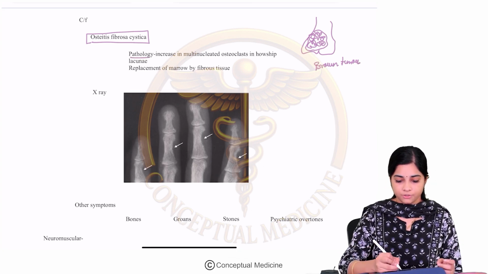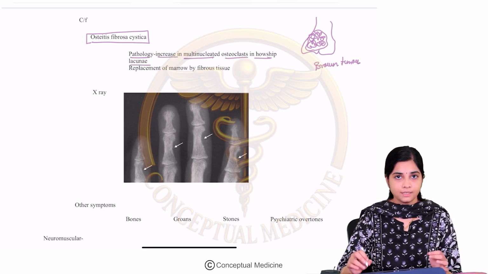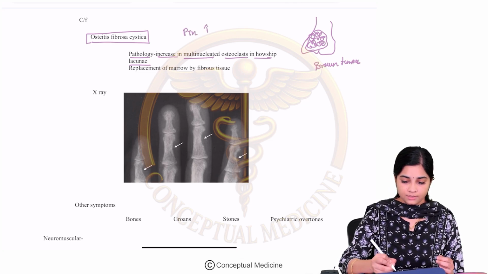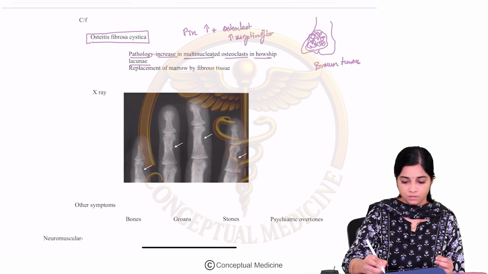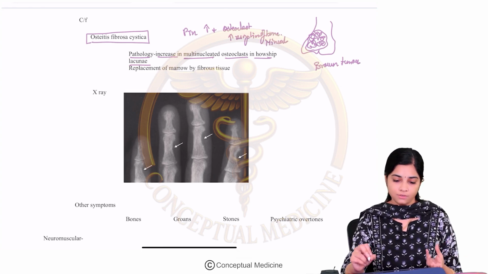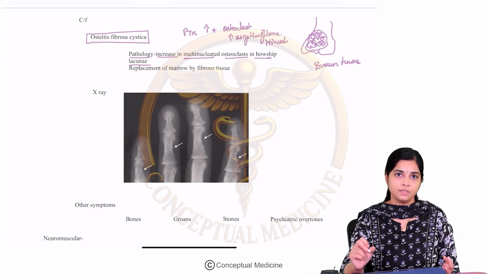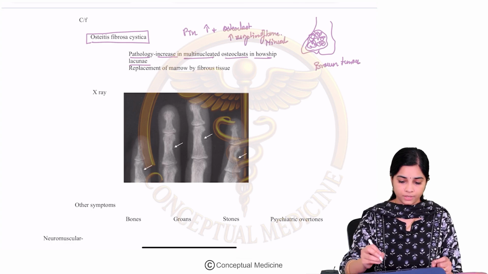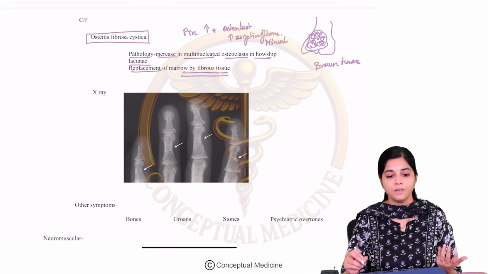The pathology will show an increase in multinucleated osteoclasts in Howship's lacunae. PTH causes increased stimulation of osteoclasts, which causes increased resorption of the bone. It's predominantly the minerals. If the mineral part of the bone is removed, what is left behind is nothing but your cells. So these multinucleated osteoclasts in the lacunae give rise to this appearance in your X-ray. And the bone marrow is replaced by fibrous tissue.